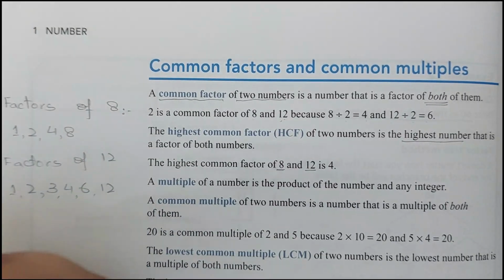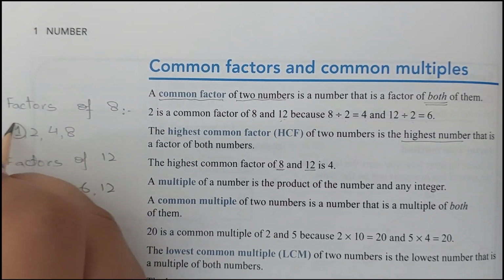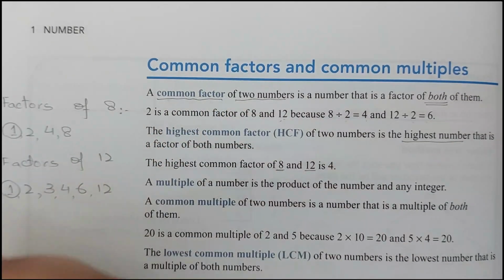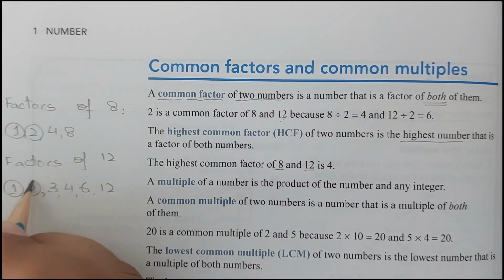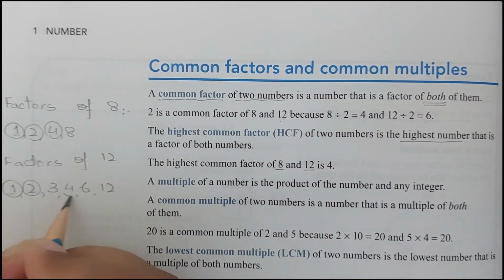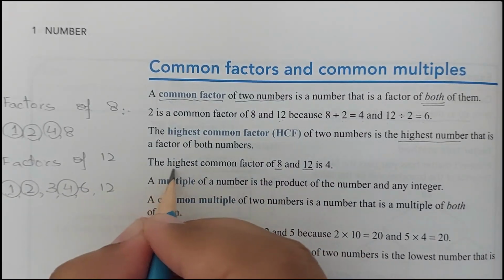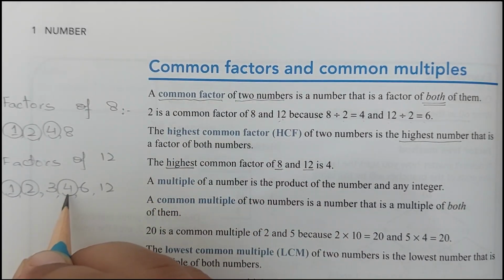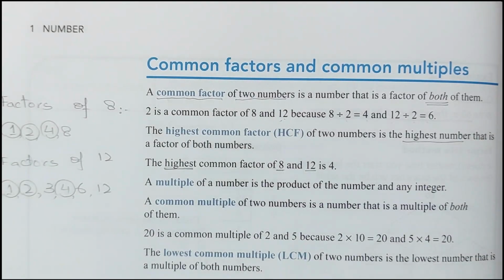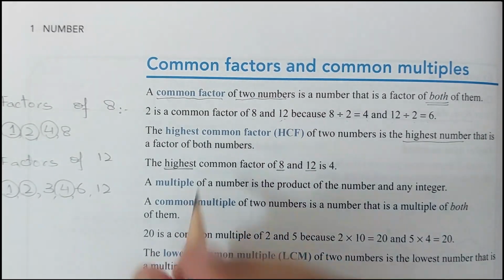Now pick the common factor. 1 is a common factor. So this is a definition of a common factor. 2 is the common factor. And 4 is the common factor. But we have to pick the highest one. So the highest common factor of these two numbers is only 4. I hope this makes sense now. Let's move to the next concept.